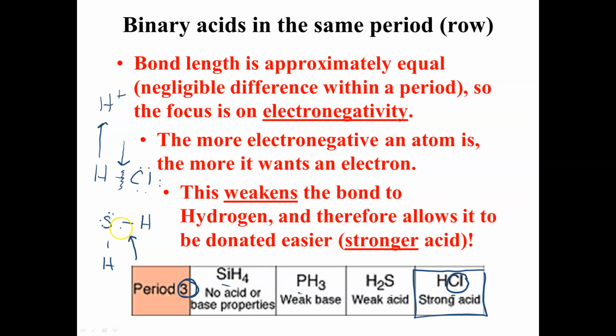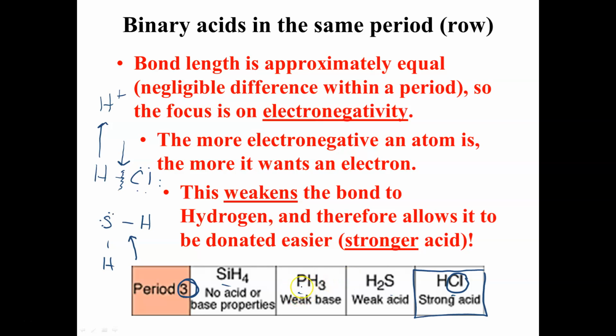Here, with H2S, hydrosulfuric acid, sulfur doesn't want the electrons in this bond as much as chlorine does, right? So it's not really pulling them over here as much. So hydrogen could hold on to them along with sulfur, and this bond will remain intact a little bit better than the HCl bond will. So it's not as easy to break this bond right here and have the hydrogen be donated. That's why HCl is stronger than H2S.